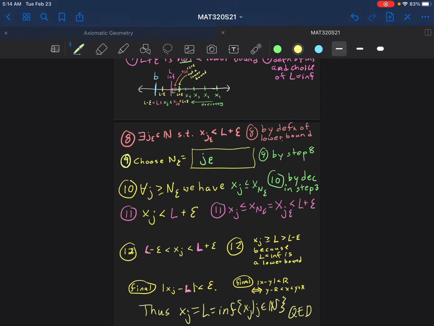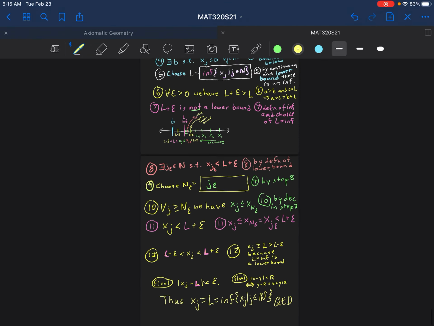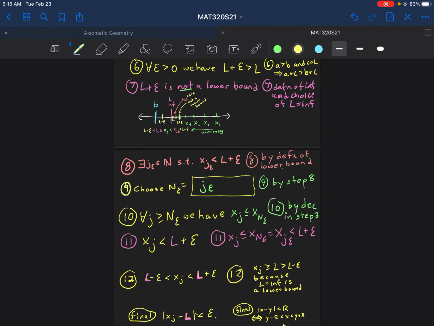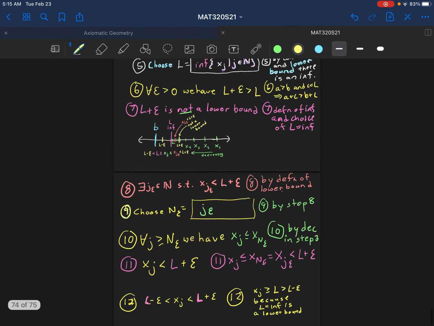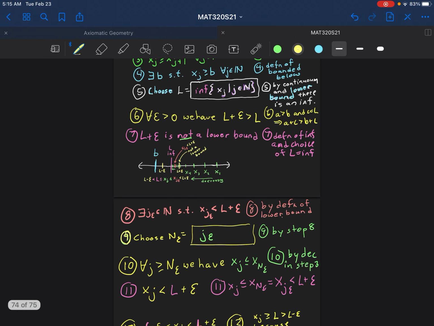And we're done with the proof, QED, once we've done all the yellow work. All right, so how do we do the yellow work? Well, we use the idea of the infimum. All the work related to the fact that it's an infimum is done in this bright pink.